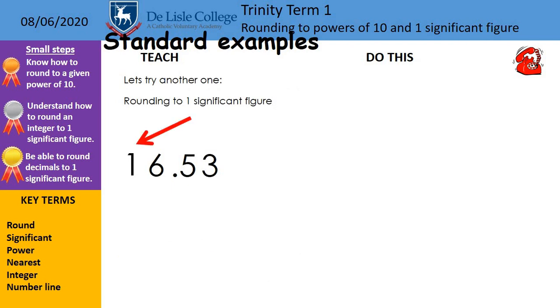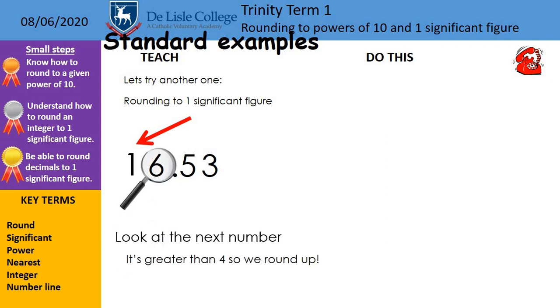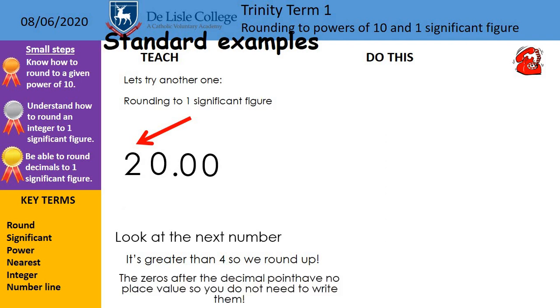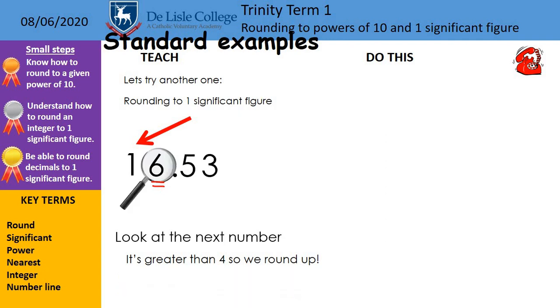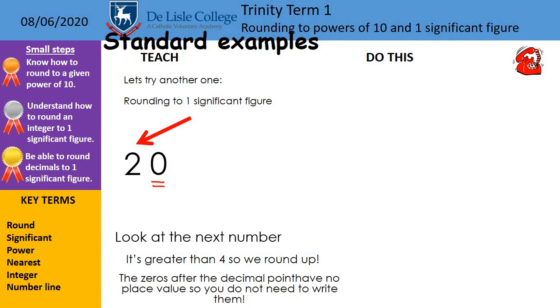Here's the next one. So the 1, the tens, is our first significant figure. The 6 is in charge of if it changes. It's greater than 4, so we round up to a 2, and everything becomes zeros. The zeros after the decimal point, again, have no value, so we don't need to write them, but we must obviously keep this one here, because if we get rid of that as well, you're saying that this number rounded to one significant figure is 2. Okay, we know that's not the case.